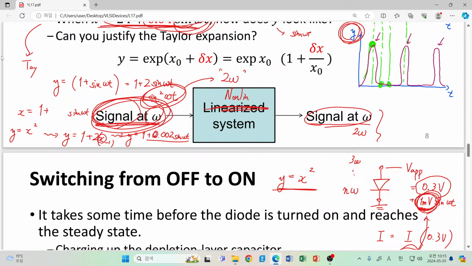So we can make so many harmonics out of one fundamental signal. However, for a linearized system, all of these higher harmonic components have quite small amplitude and can be safely neglected. That's the reason why we can consider just a one-to-one correspondence between input signal and output signal with the same angular frequency.